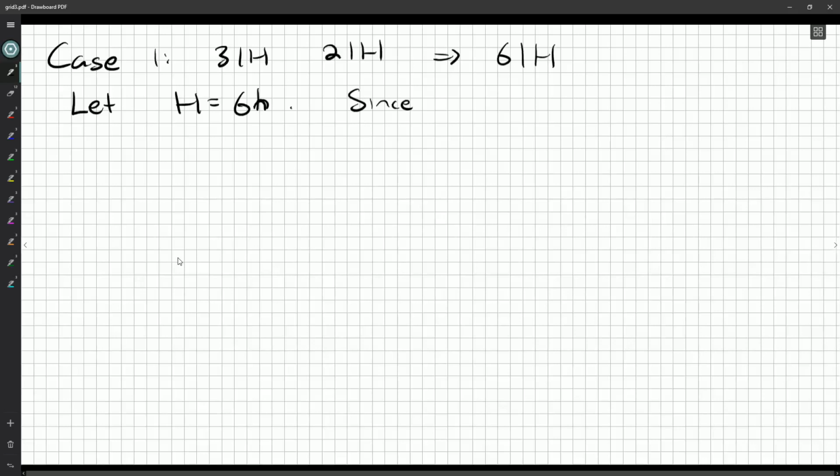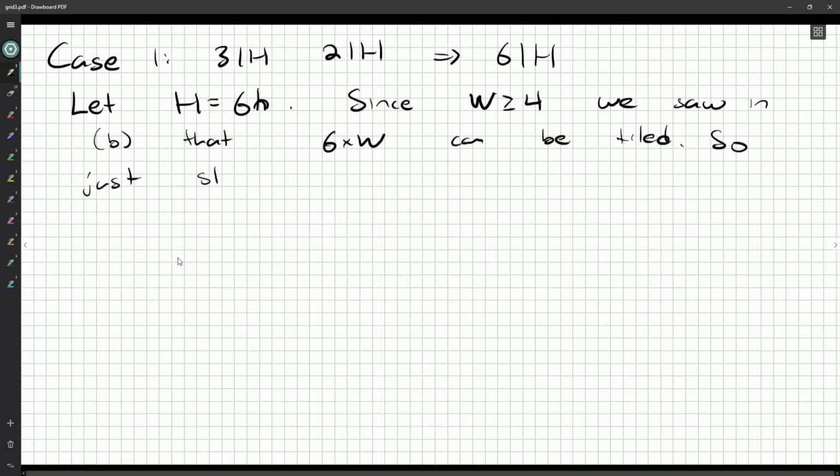So case 1, 3 divides h and 2 divides h. So that tells me 6 divides h. So let h equal, I already used k, so let's say 6n. Or 6 little h. 6 little h looks nice. Since w is greater than or equal to 4, we saw in B that 6 by w can be tiled. So just stack h copies of that tiling.